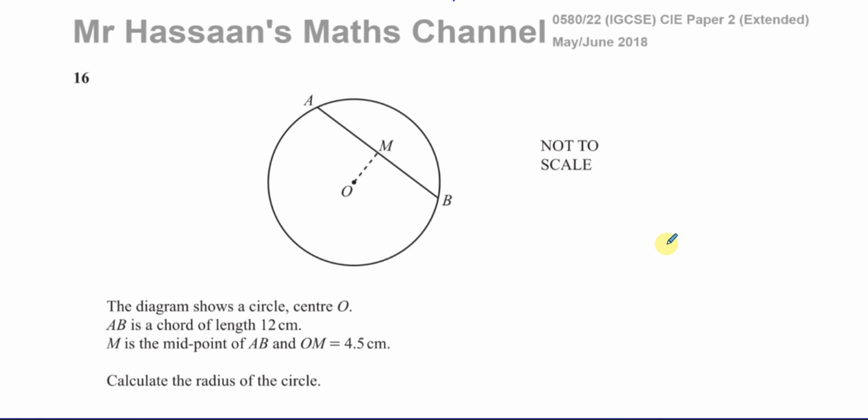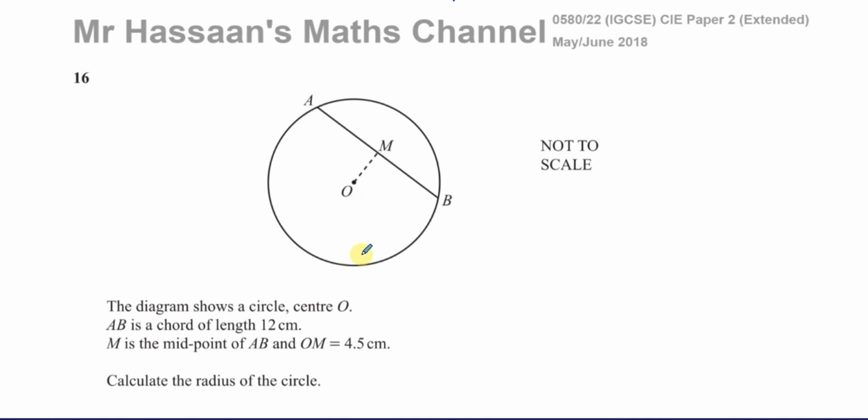And this question here is about this circle, center O. AB is a chord of the circle of length 12 centimeters. M is the midpoint of AB, and OM is 4.5 centimeters. Calculate the radius of the circle.